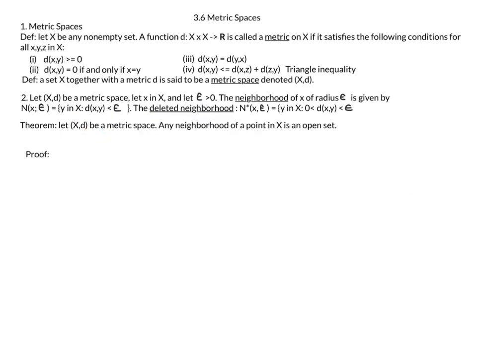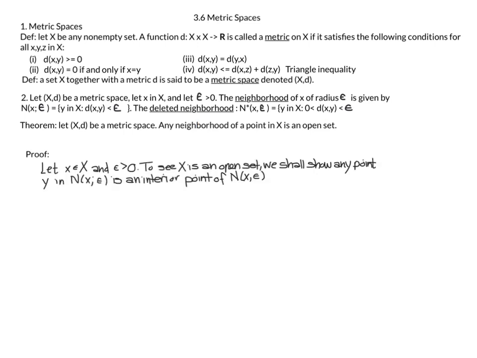Next, we have the theorem. If we have a metric space, any neighborhood of a point in the set of the metric space is an open set. So neighborhoods are open sets. And for our proof, to see that the neighborhood of x is an open set, we shall show any point y in the neighborhood of x with radius epsilon is an interior point of the neighborhood.